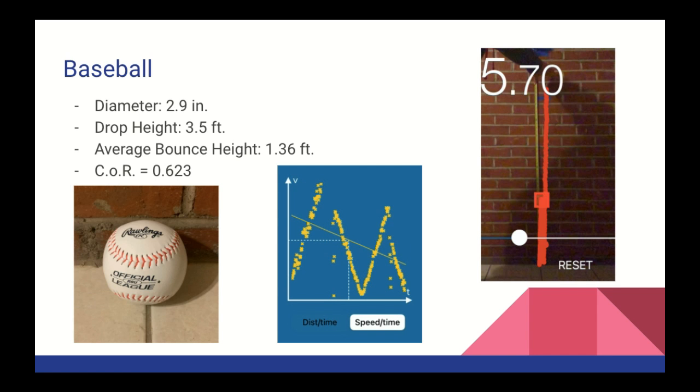The next ball that was tested was a baseball. The average bounce height of the baseball was 1.36 feet, and the coefficient of restitution calculated to be 0.623.